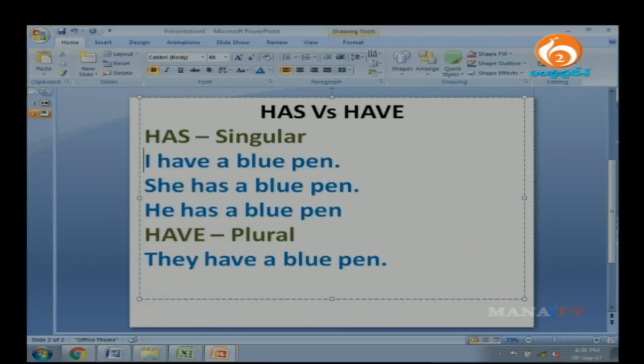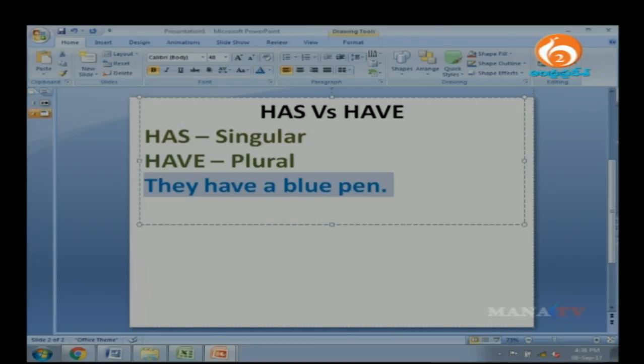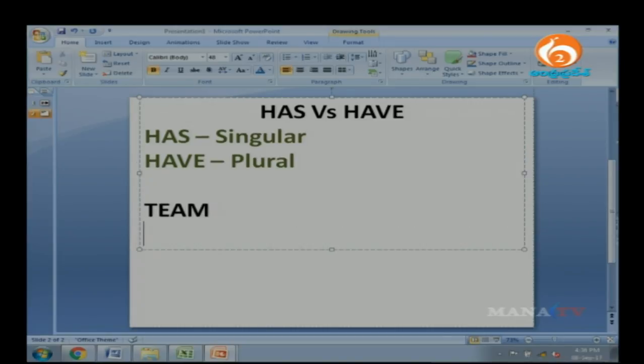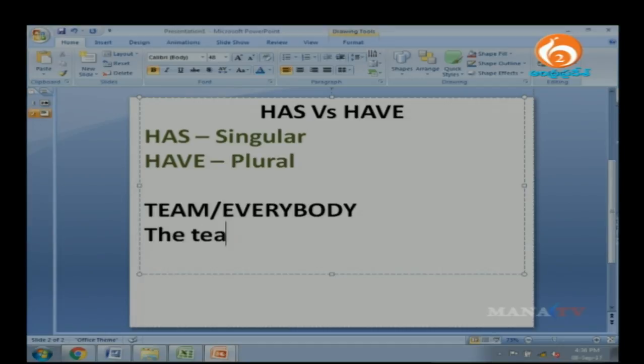But what if I'm talking about a subject like team, or everybody? Now, everybody sounds like plural, team sounds like plural because it's more than one person, everybody means more than one person, but still it will take the singular form. For example, the team has performed well.